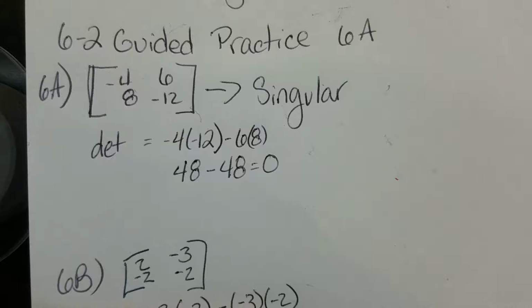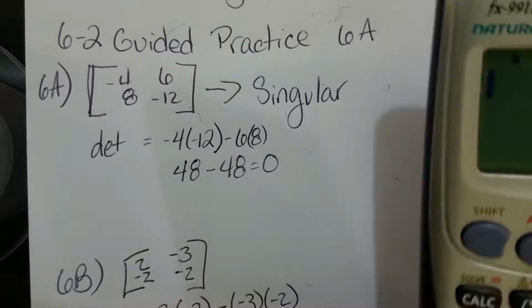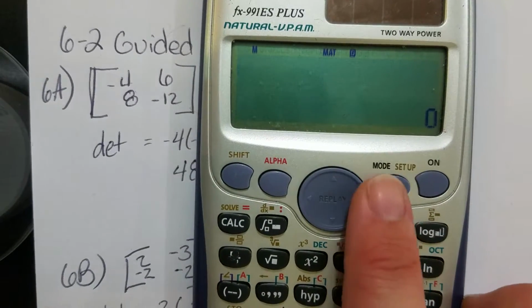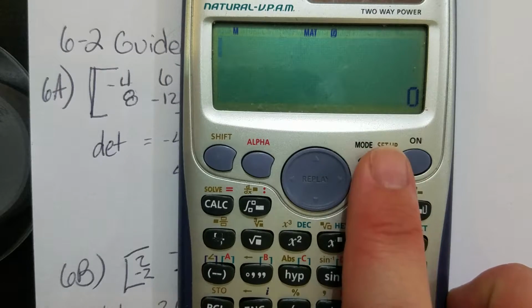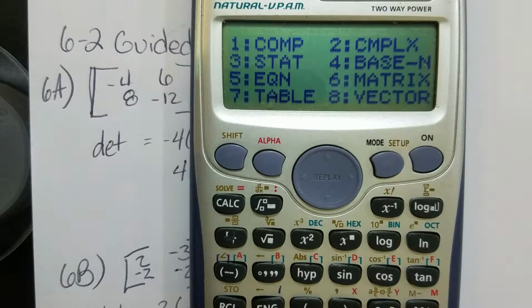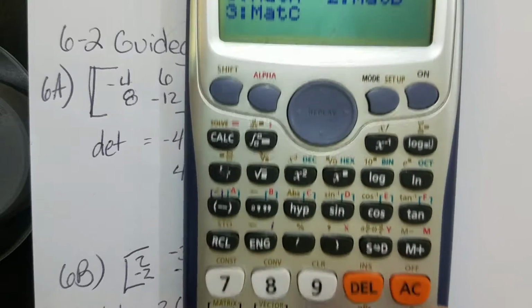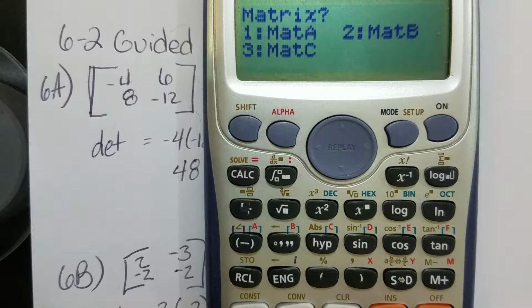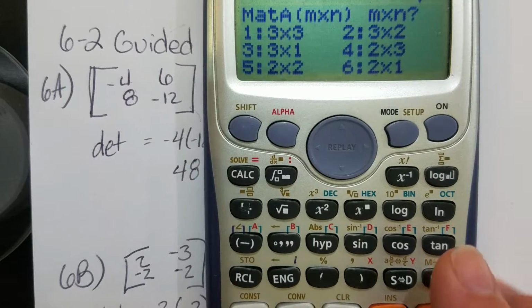All right, this is 6.2 guided practice 6A. It asks us to find the determinant and the inverse. I'm going to show you how to do this using the calculator. So basically the first thing you're going to do is go to mode and you want to use a matrix, so you'll press number 6. And you can pick any matrix, 1, 2, 3, but let's go ahead and just always use A, number 1.